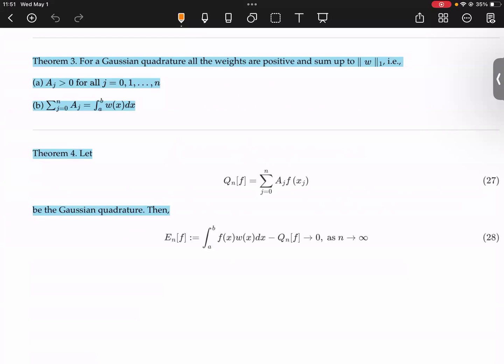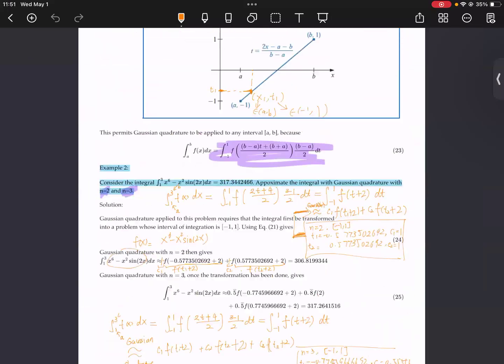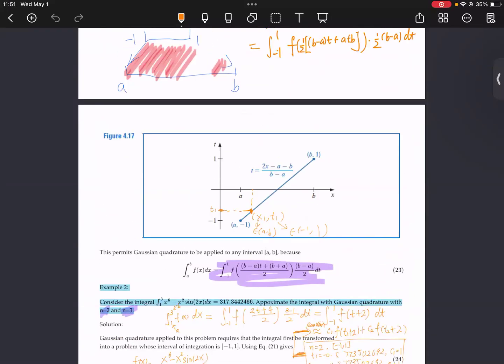You just need to know how to compute the Gaussian quadrature for a concrete example. And maybe sometimes it will also ask you to solve the Legendre polynomial to get the Gaussian quadrature nodal points. And that's it. Any questions? You can come over here to ask me.